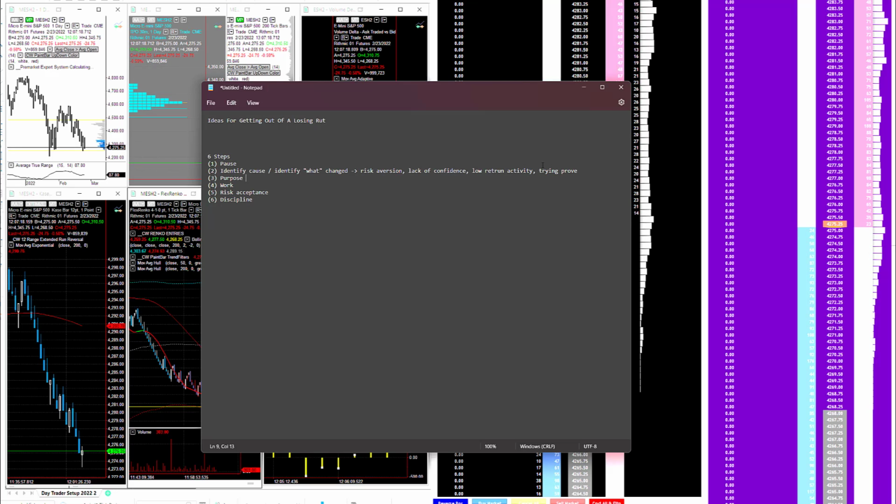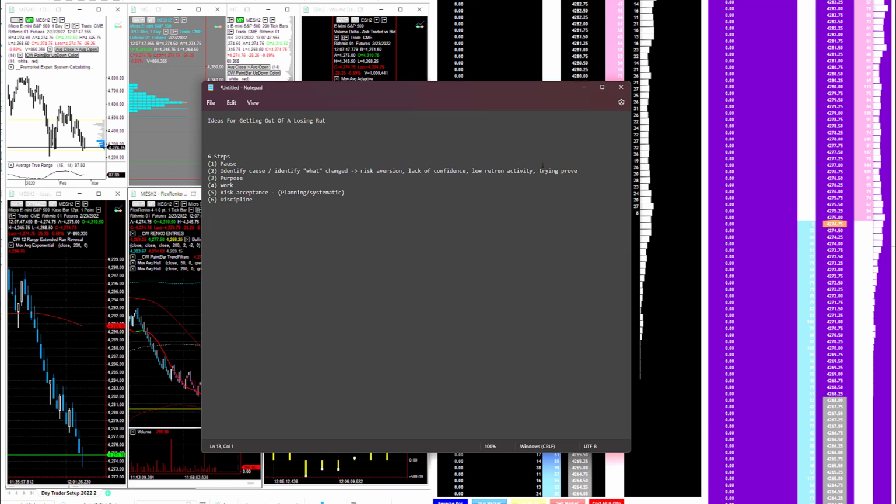Third is purpose. Once you've identified some causes, you want to reevaluate what you're doing and give it purpose. Infuse it with some purpose. Do additional work, so you're not building false confidence and you have some better confidence. Then risk acceptance, and with this you also have planning. Be systematic. And finally, you take your discipline and you apply that.